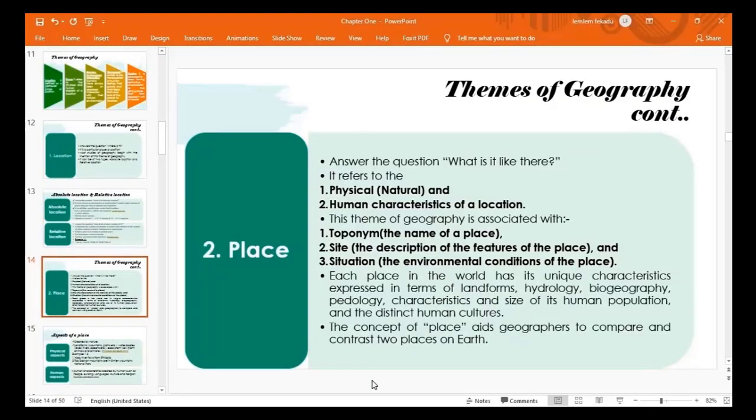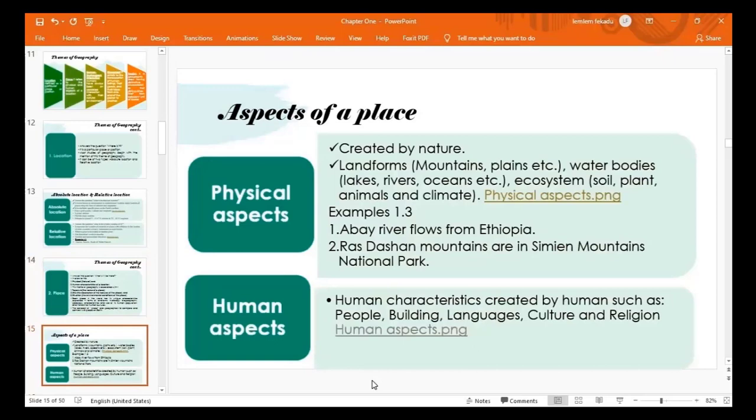The second theme of geography is place. Place refers to the physical and human characteristics of a location. This theme is associated with the name of a place, the description of the features of the place, and the environmental condition of the place. There are two aspects of a place: the physical aspect and the human aspect.